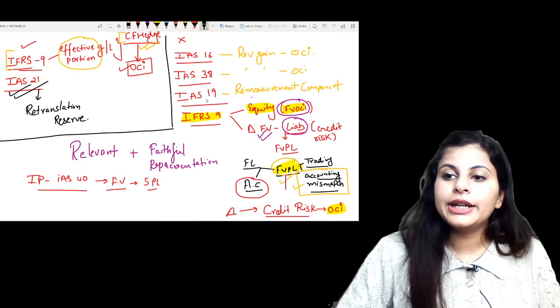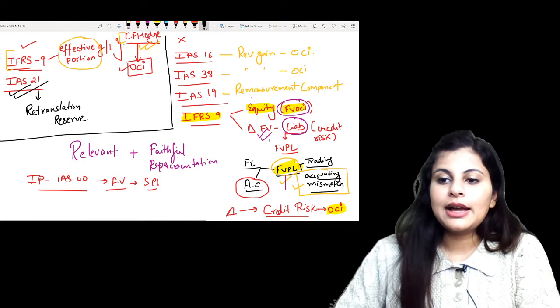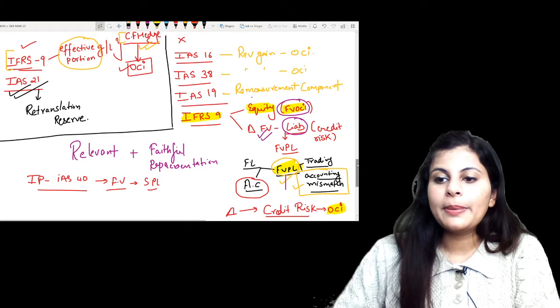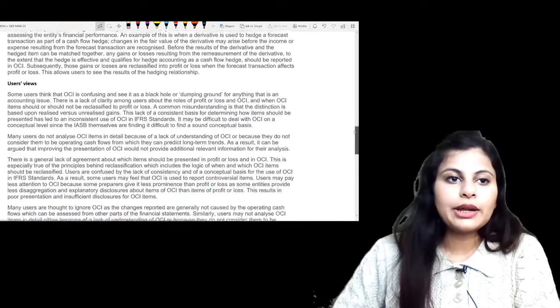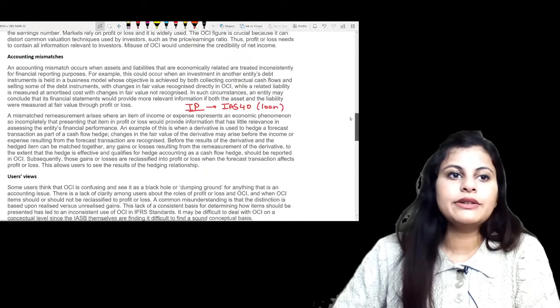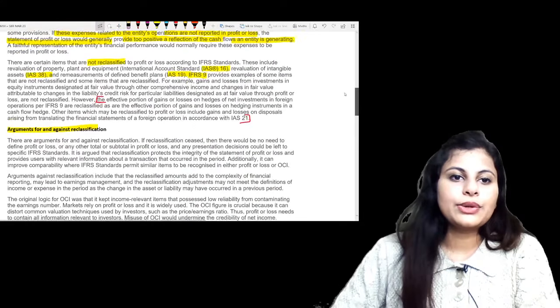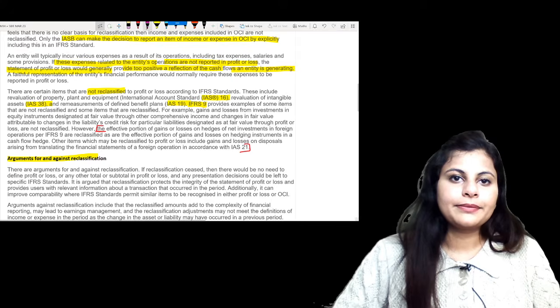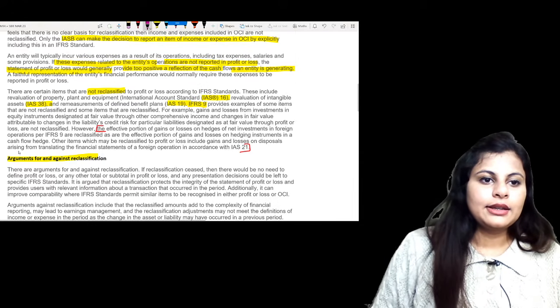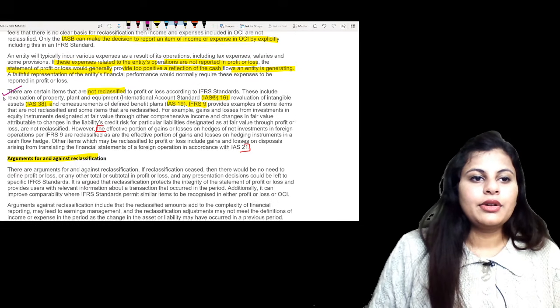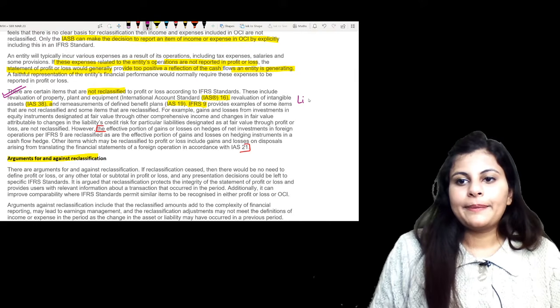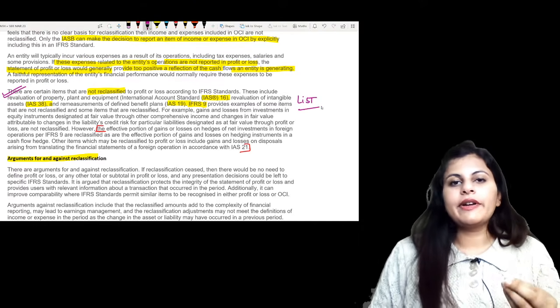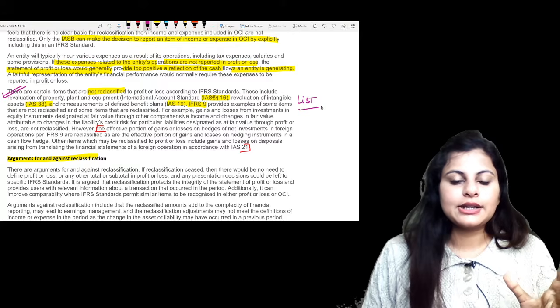From where can you read whatever I just taught? I will highlight that paragraph for you. I explained to you the treatment and I gave you the list. Here they have just given the list. So you can actually read it over here. This one. See this paragraph, list of what is reclassified and what is not reclassified.